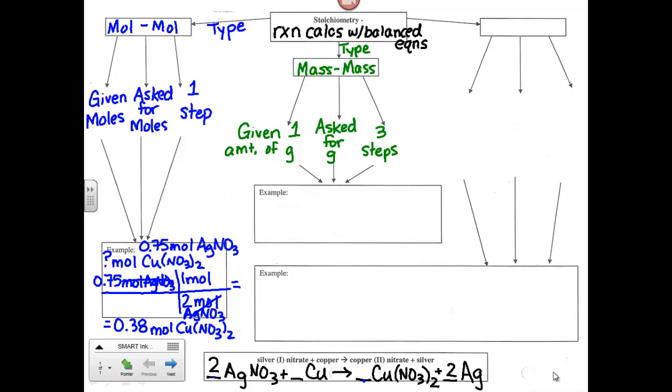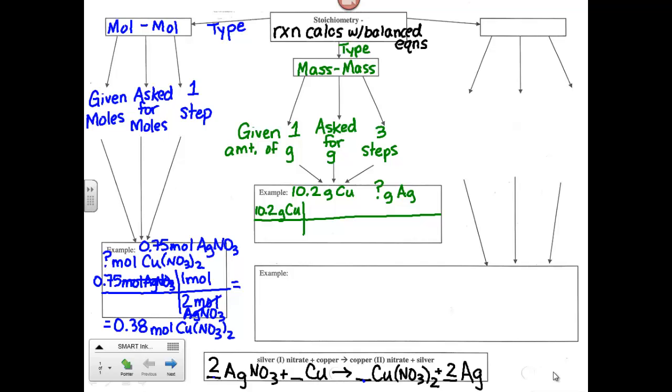And again, we'll do an example. A story problem for a mass-to-mass calculation might sound something like this. If 10.2 grams of copper react with excess silver nitrate, how many grams of silver would be produced? So you start with what you're given, 10.2 grams of copper. And now we need to do 3 steps.